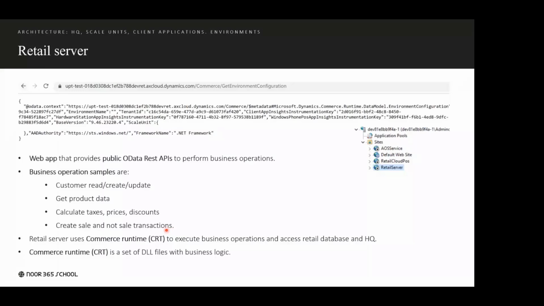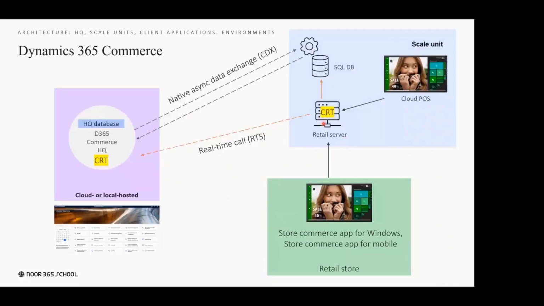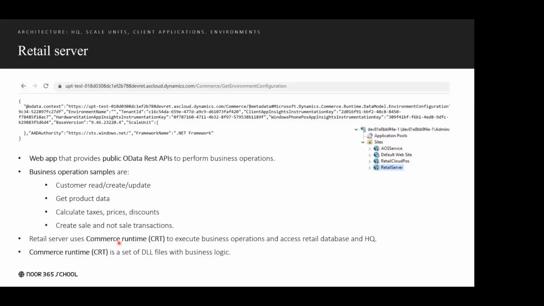The next important thing for us as developers is to know that retail server uses commerce runtime to execute business operations and access the retail database and HQ. So if I go back to this image, you see there is something called CRT that in general has all the business logic inside it. CRT knows how to execute SQL queries. CRT knows how to call Dynamics 365 Commerce HQ. CRT knows how to calculate tax. CRT knows how to calculate discount. All the business logic is inside CRT.